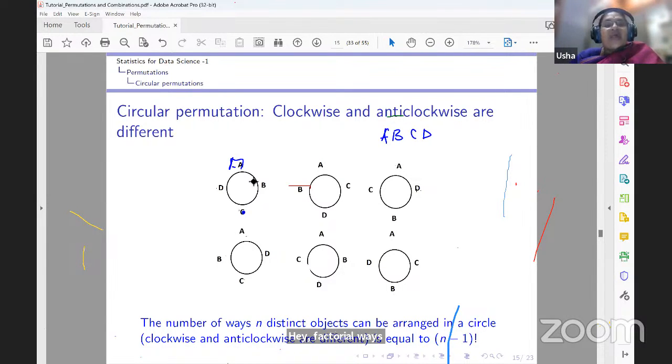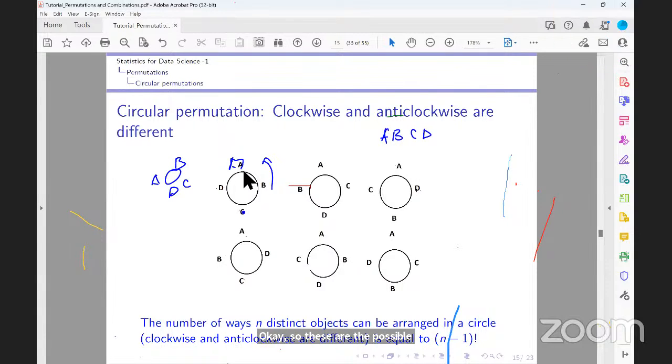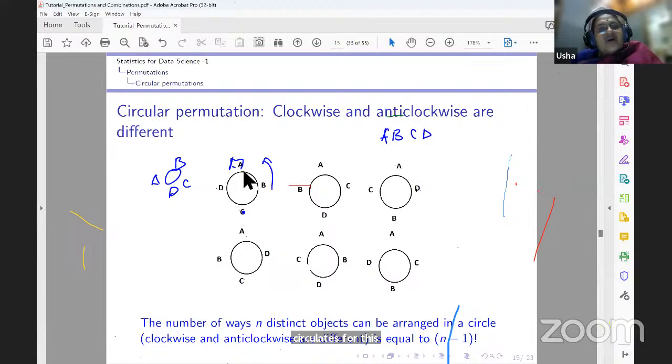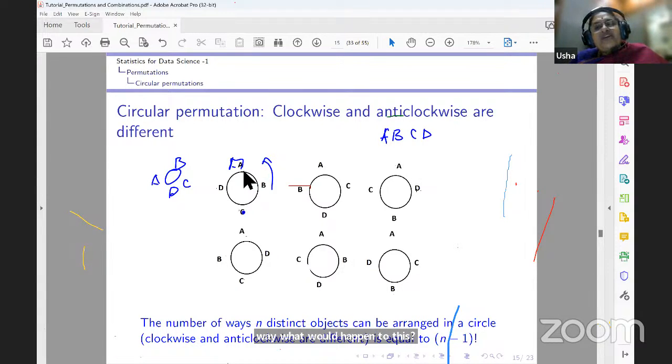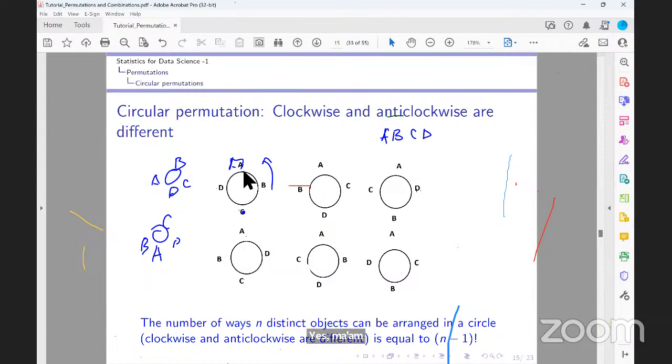Now the question is, why am I fixing A and not B? You can turn this way. What would happen to this? This will just become B, A, D, C. If I rotate it, it is the same permutation, the same arrangement. Whether I'm fixing A or B is not making a big difference here. Similarly, if I rotate it again, it's going to be C, B, A, D. All of them are the same. So we are looking at distinct arrangements.